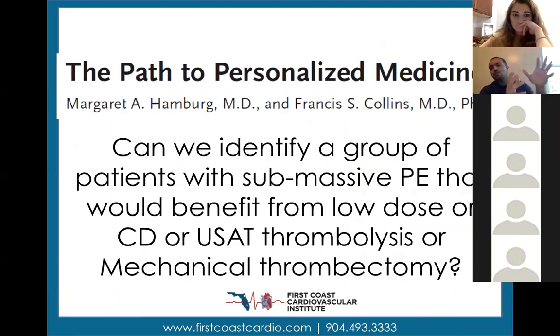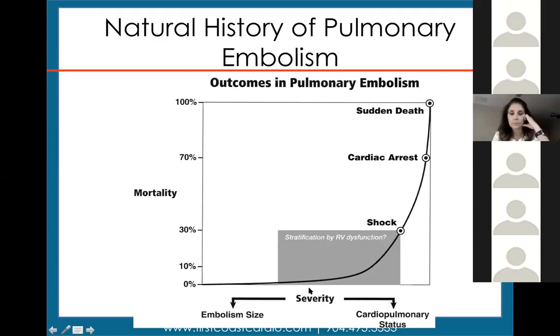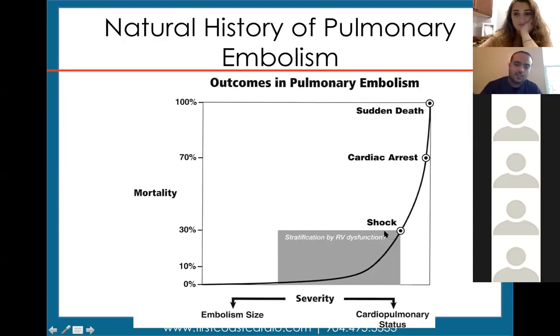So for the massive group, we know the guidelines say lytic therapy. We can still use pharmacomechanical therapy, but lytics. The submassive subgroup, it's still a gray zone, and that's the subgroup I'm referring to here. So whenever there's shock, arrest, death, it's massive by definition. Are we able to risk stratify these patients by RV dysfunction before they get to the shock state?